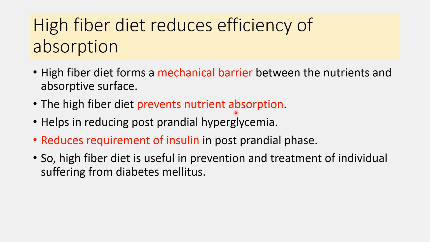High fiber diet helps in reducing postprandial hyperglycemia because of the decreased absorption of glucose in the small intestine and large intestine, and because of that it reduces the requirement of insulin in the postprandial phase. So high fiber diet is useful in the prevention as well as the treatment of individuals suffering from diabetes mellitus.